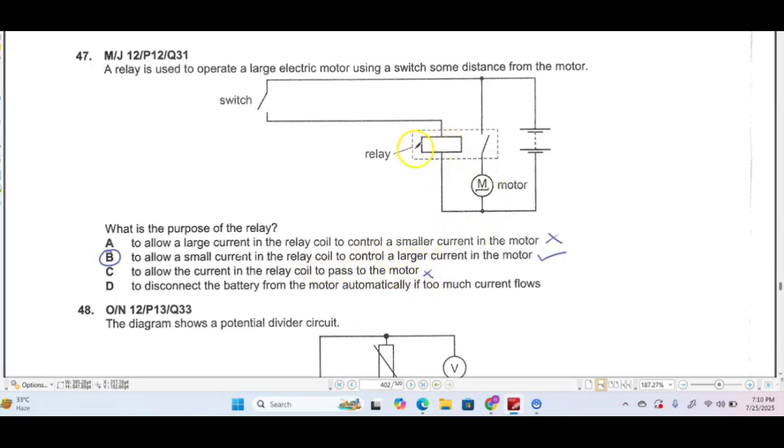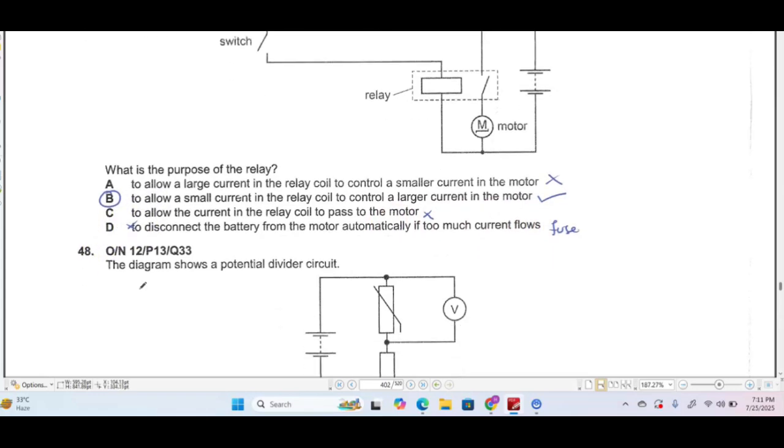A relay has a magnetic effect, and when a small current comes here in the relay, this switch gets closed and a large current then goes into the circuit. So that is the purpose of the relay. To disconnect the battery from the motor automatically if too much current flows? No, this is the work of a fuse. This isn't the work of a relay. So this is incorrect as well.